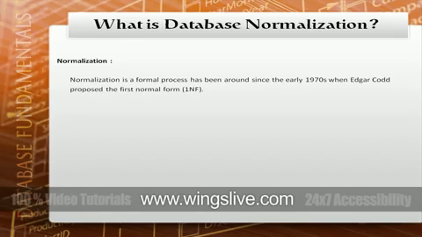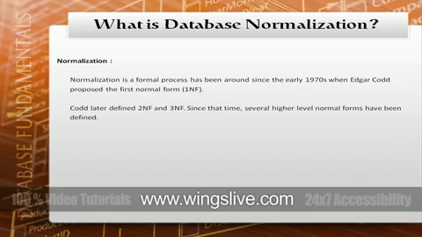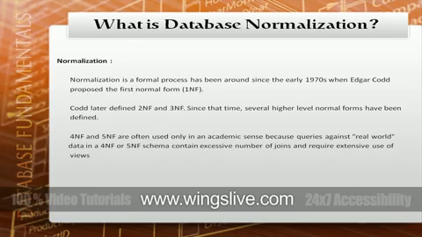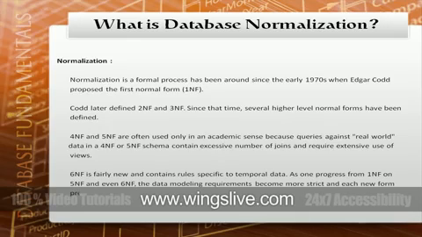It's been around since the early 70s when Codd proposed the first normal form, or 1NF. Codd later defined 2NF and 3NF. Since that time, several higher-level normal forms have been defined. 4NF and 5NF are often used only in the academic sense, because queries against real-world data in a 4NF or 5NF schema contain excessive numbers of joins and require extensive use of views. 6NF is fairly new and contains rules specific to temporal data.